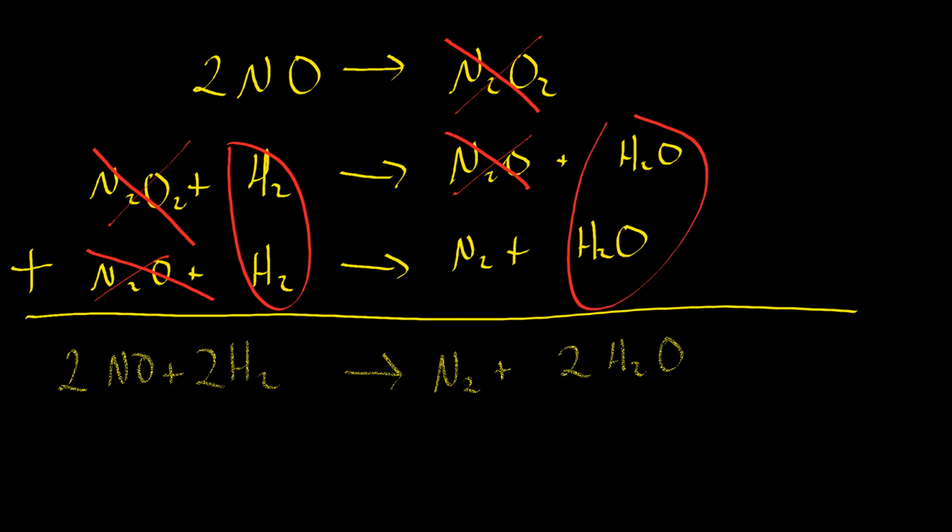And so when you add all 3 steps together, what you get is 2 nitric oxide plus 2 hydrogen goes to form nitrogen plus 2 water. Now this definitely can't occur in a single step. This is not an elementary reaction, so it's going to need some sort of reaction mechanism.